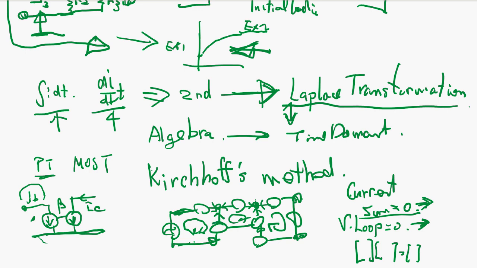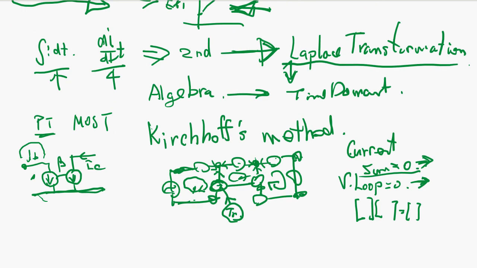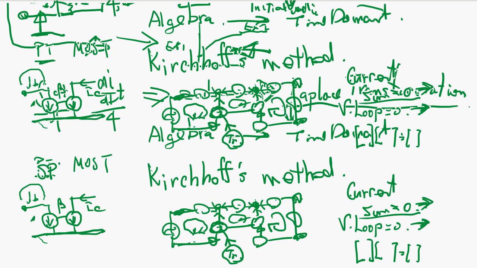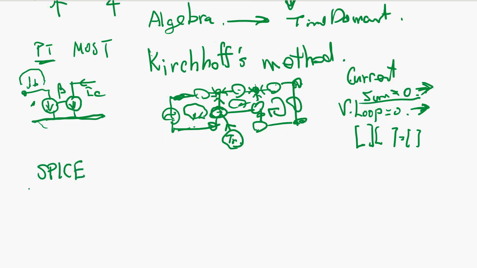But this element can be a transistor. And how do you handle nonlinear? You use iteration to find the correct operating point and plug it into Kirchhoff's. So what's happened is, the software often used is SPICE. SPICE does all of this by computer program.